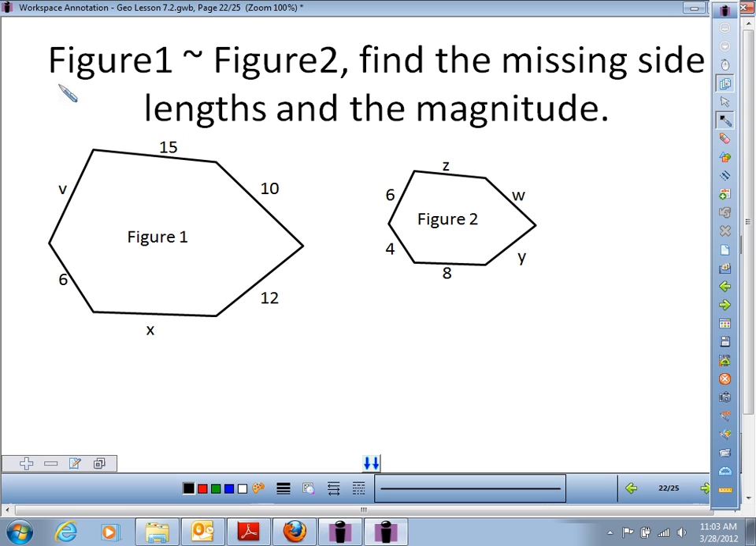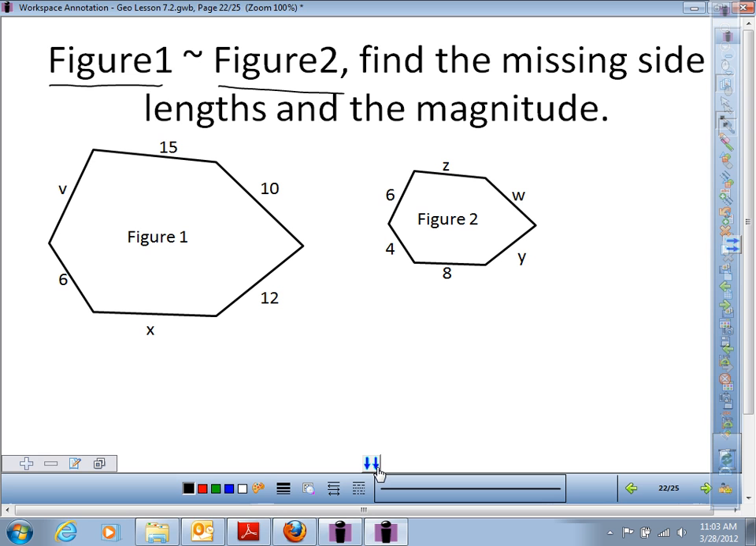Now notice what they said. They said figure 1 is similar to figure 2. That was me being lazy and not wanting to label every vertex. Find the missing side length and the magnitude. Which if we find the magnitude right away might make things easier for us. All right, let's go ahead and look.